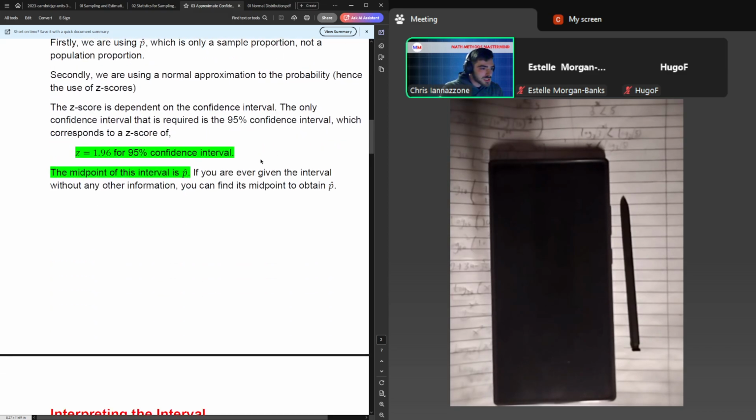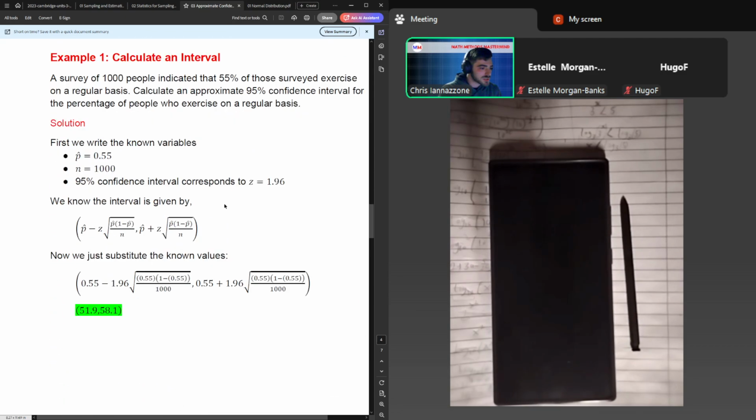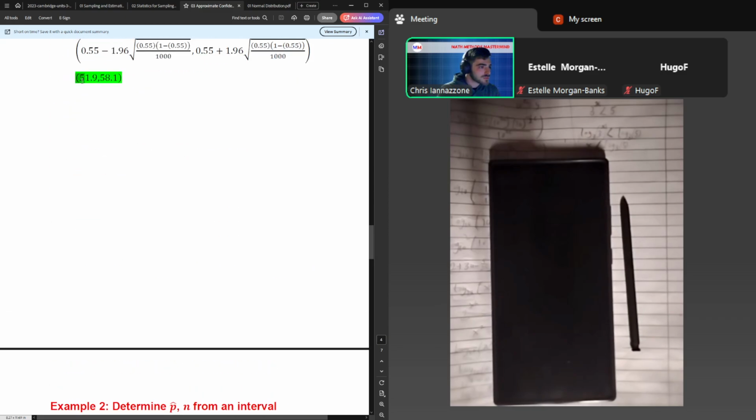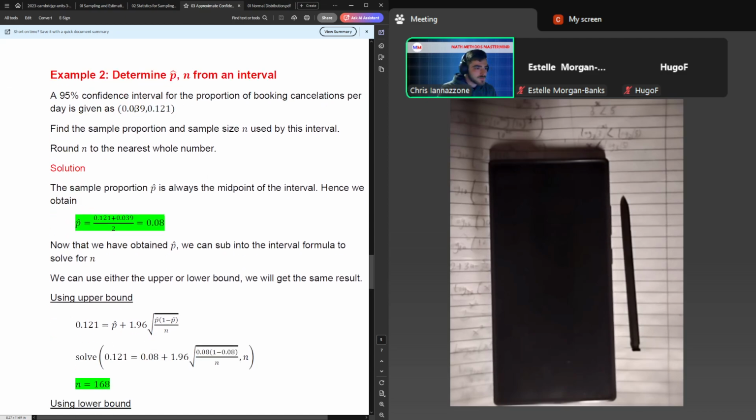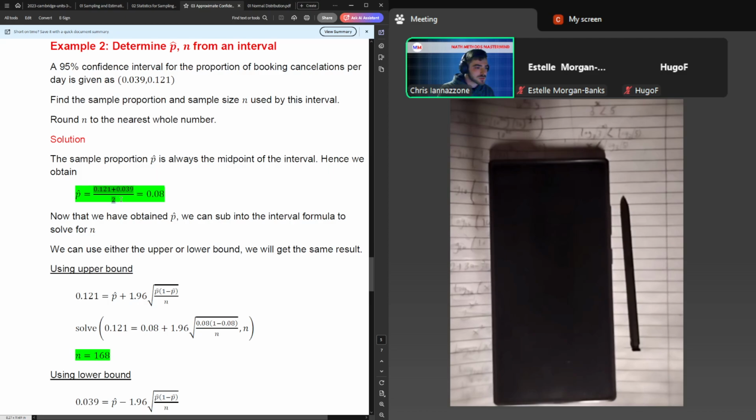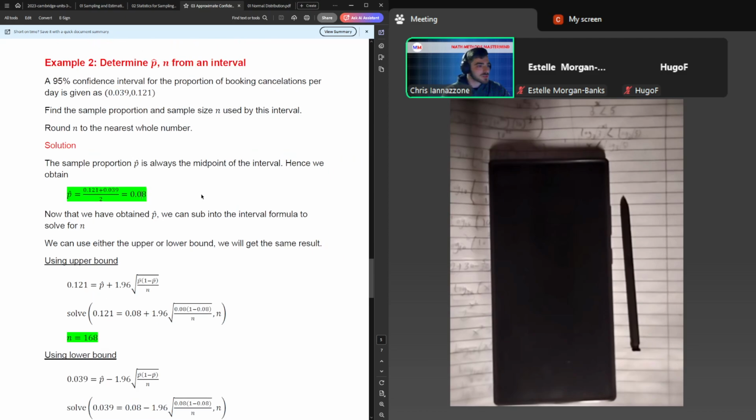The reason why I bring this up is because a lot of the time you'll be given a spread of values, some sort of confidence interval like this, and it'll say, cool, now you've got that, figure out n and p hat from that. All you ever do is find the midpoint of it. So you take your two values. Since we know p hat is always going to be the middle, you just do the midpoint equation. Add the two, divide by 2. That's going to give you a p hat of 0.08. So that's why that one comes up.